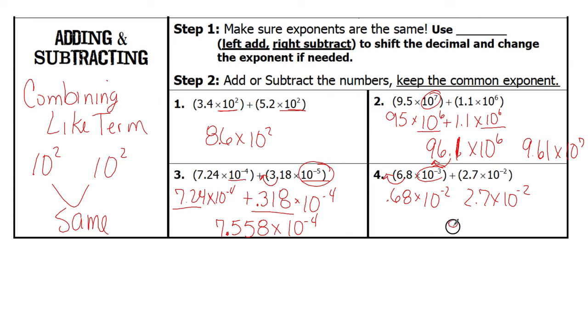So I have 8, 5, 3. When I added all my numbers together, it's 358. No, that's not right. 338. Helps if you add correctly. So it's 338 times 10 to the negative 2 power.